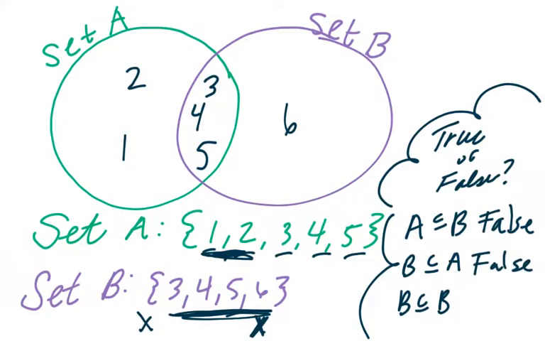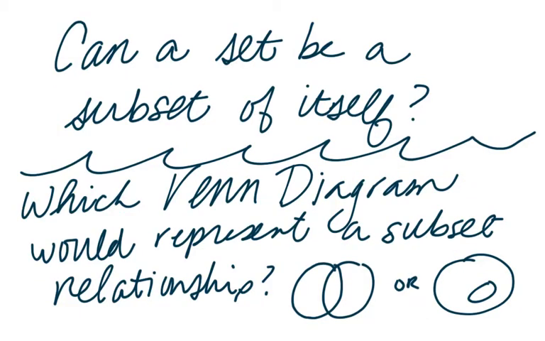Is B a subset of B? Well, every element in B, 3, 4, 5, and 6, is also in B, 3, 4, 5, and 6. So this is true. So we can make a statement to say that every set is a subset of itself. That is true. Every set contains the same elements as itself. So therefore, based on the definition of a subset, it is a subset of itself.